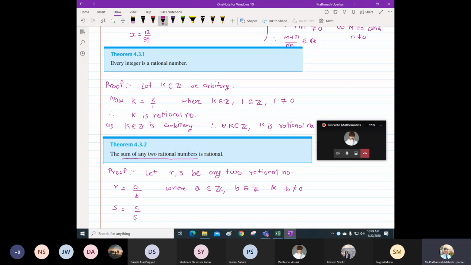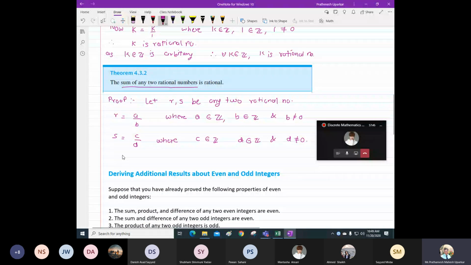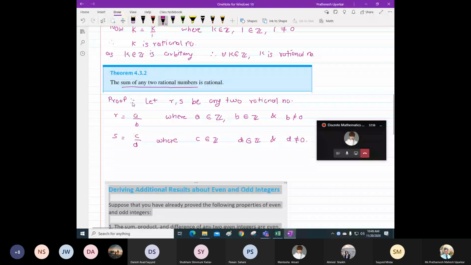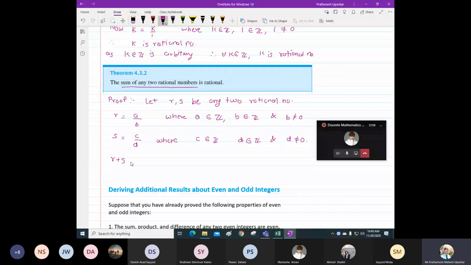S is equal to c by d, where c belongs to the set of integers, d belongs to the set of integers, and d is not equal to 0. Then what is R plus S? Yes, what is R plus S? Calculate R plus S. a by b plus c by d.